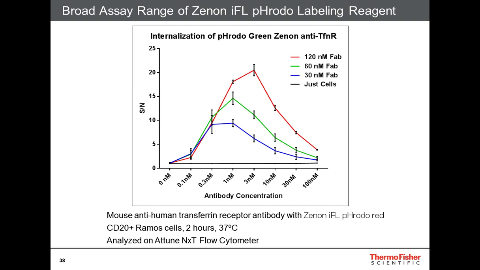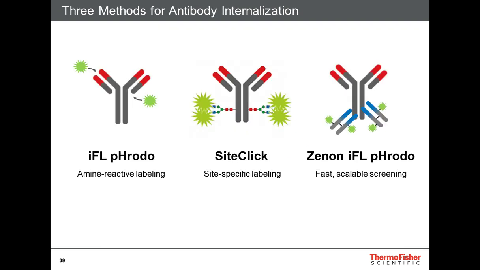Now, with the Zenon IFL-Frodo reagent, it's possible to increase the amount of that Zenon per well and achieve a brighter signal, as we see with the red line. Or if economics is a critical factor, you can use less Zenon, as we see with the blue line, and still have a clear indication of internalization of your target antibody.